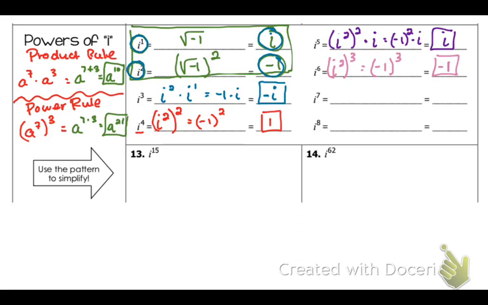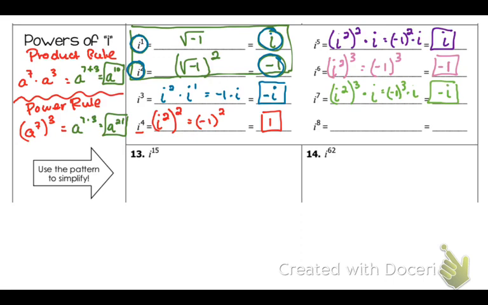Okay, and then i to the 7th power. Again, always start with 2. 2 times nothing will ever give me 7, but 2 times 3 gives me 6. And if I multiply one more i, which means I'm going to add it, that will give me my 7. So now from here, I have i squared, which is -1, cubed times i. So -1 cubed is -1 times -1 times -1. That is -1, times your i, this is negative i.